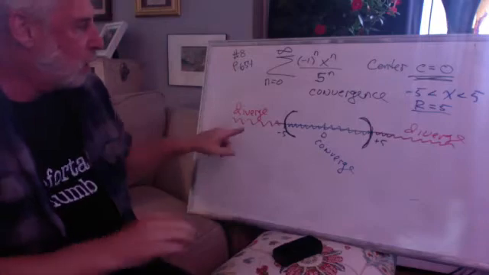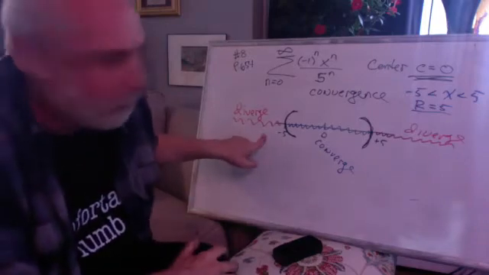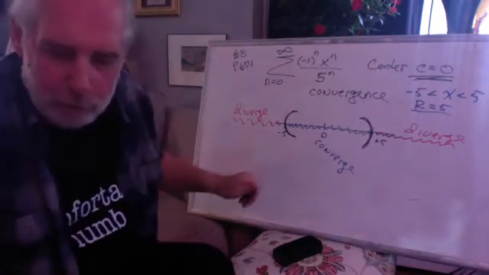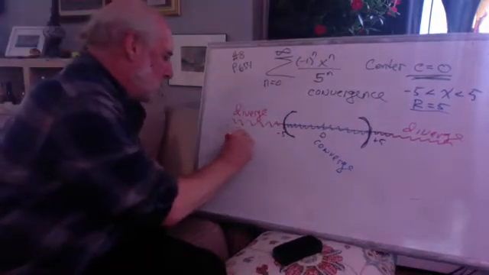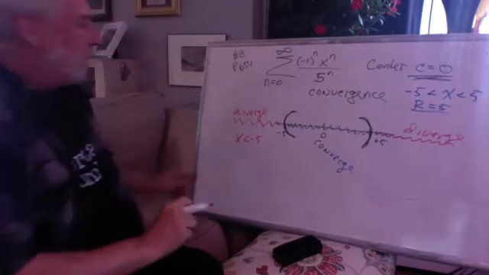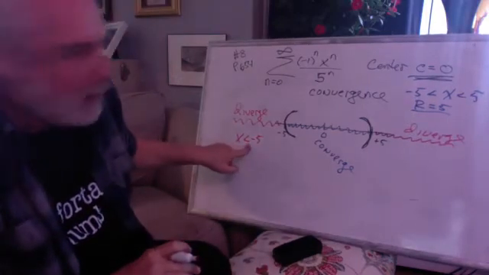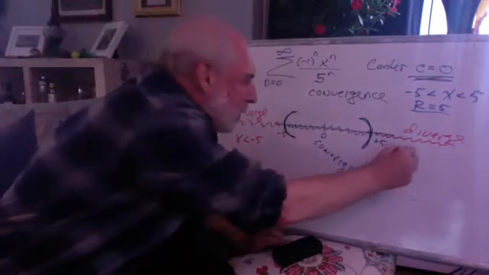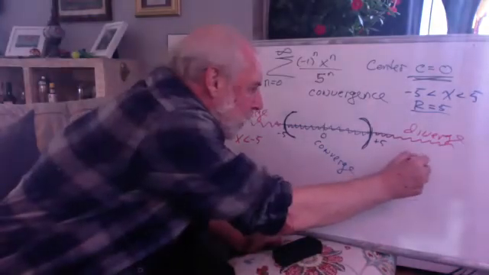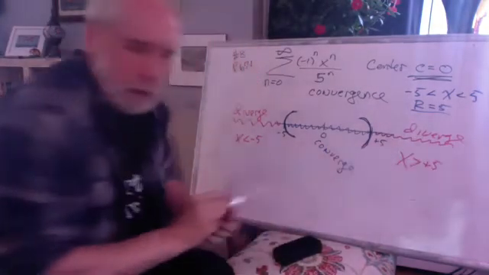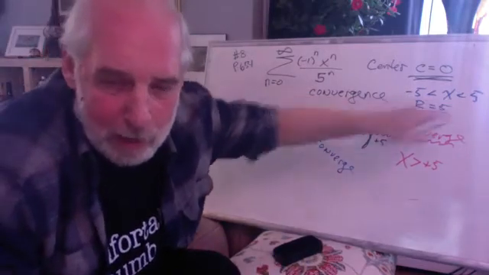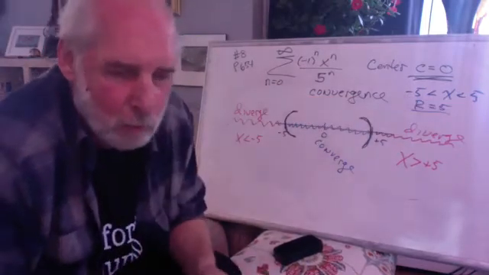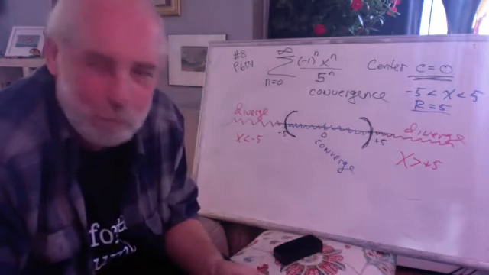So we know that we're in the red, we diverge. For x values over here, these x values are less than -5. These x values are greater than +5. The blue ones are between -5 and +5. What's getting left out?